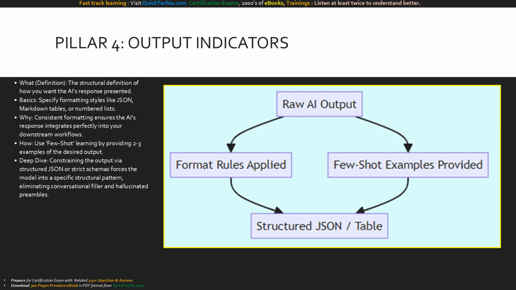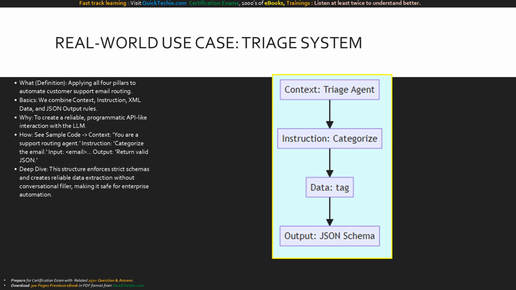Here we see the culmination of output indicators. Raw AI output is filtered through your format rules and few-shot examples, resulting in a perfectly structured JSON or table response every time. Let's put theory into practice with a real-time use case. Imagine you are building an automated customer support triage system.